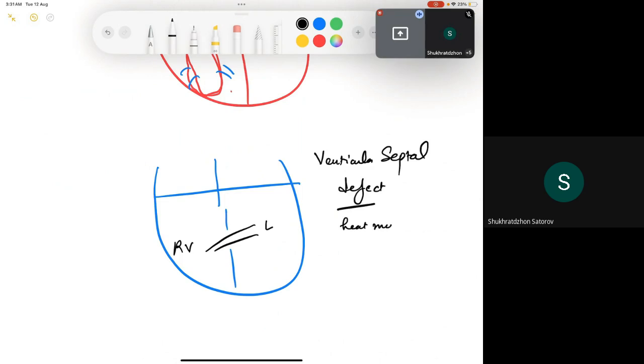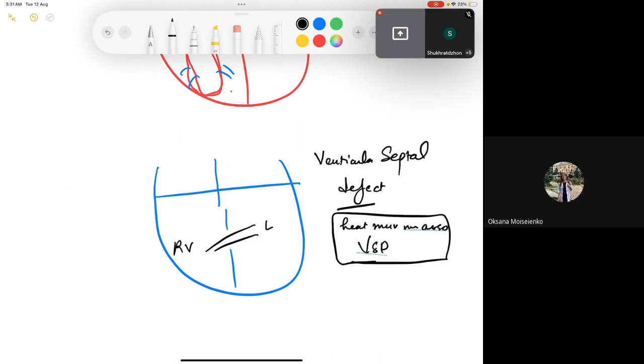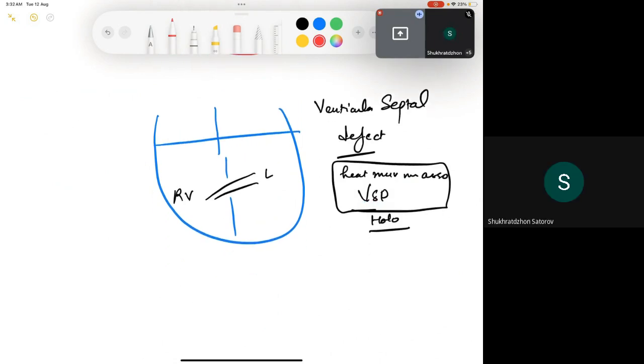Which heart murmur is associated with VSD? Holosystolic, that's a holosystolic murmur. And where are we going to auscultate this murmur? It is at the fourth intercostal space, where the tricuspid valve is, that's the left lower sternal border, right? So there we are going to auscultate this murmur.